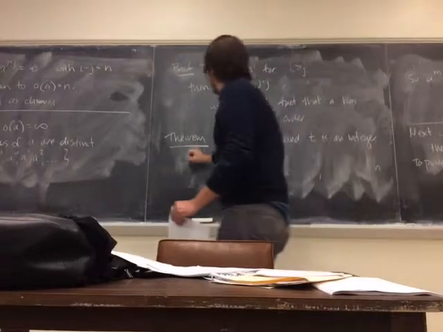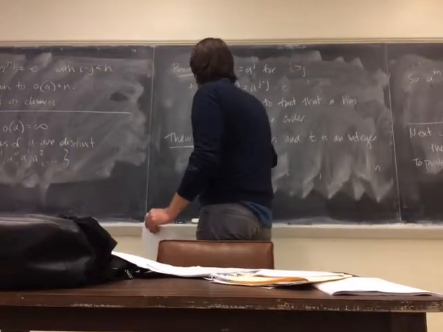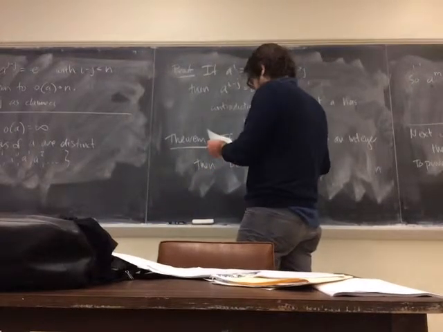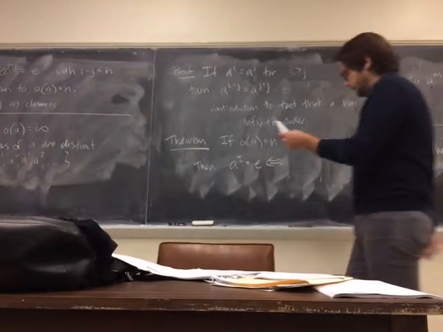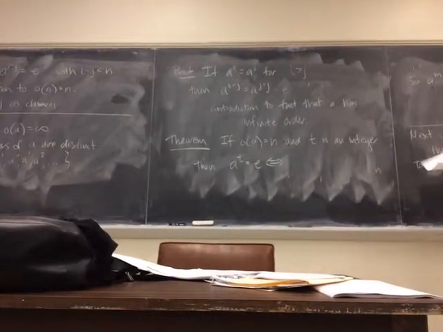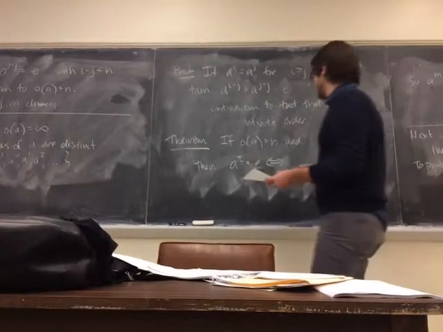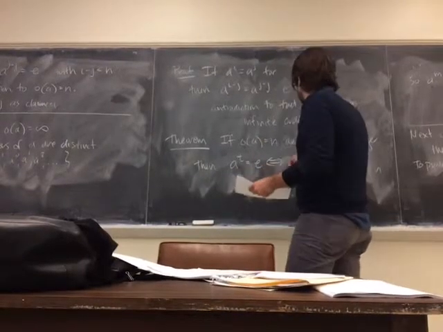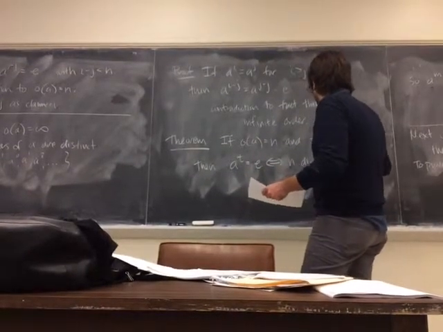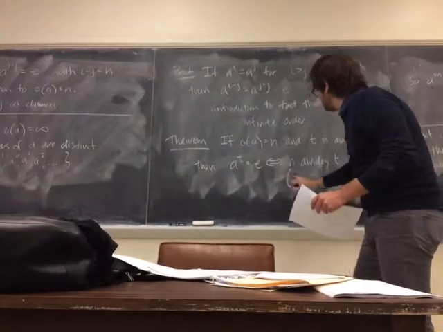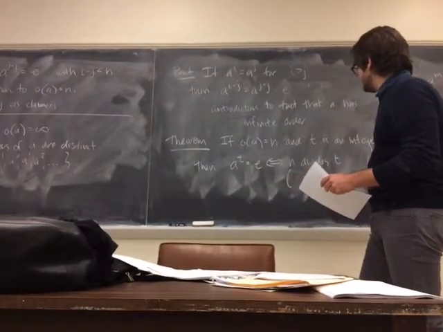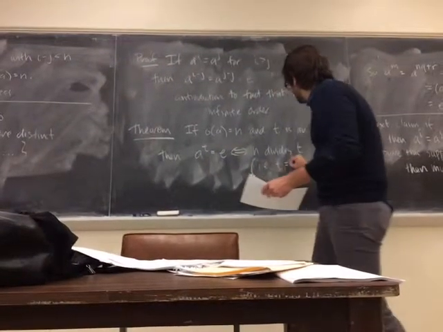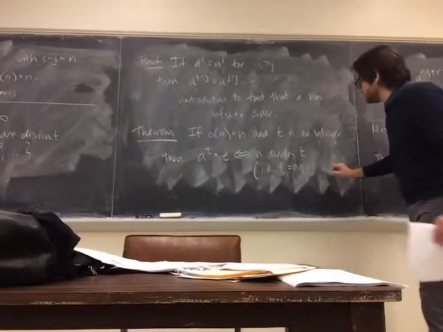then a to the t is the identity if and only if n divides t. Sorry, n divides t, n is the order. What does n divides t mean? It means I can write t as a multiple of n, i.e. t equals nq for some integer q.